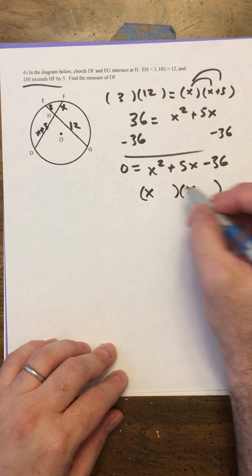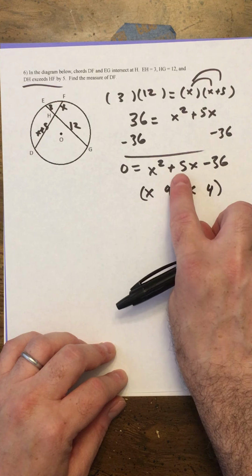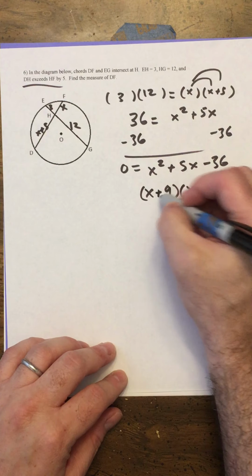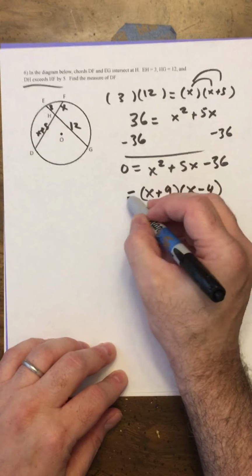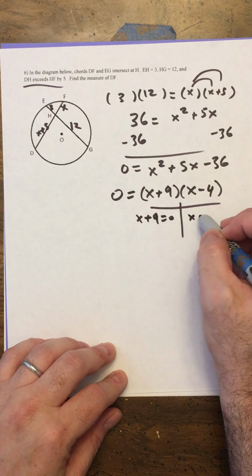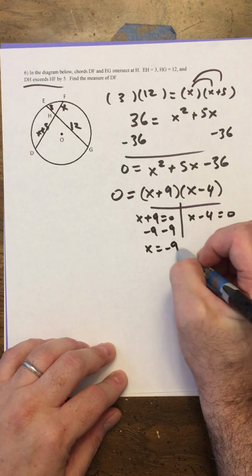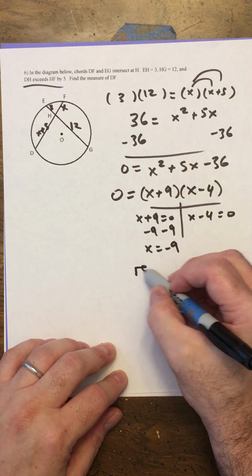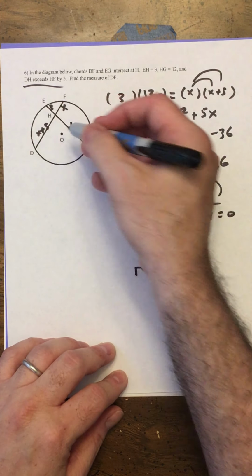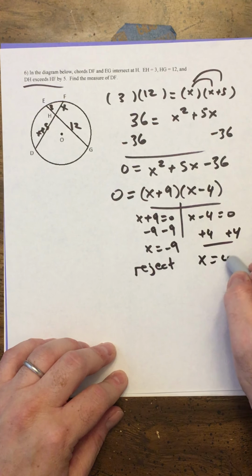So you got x and x. You got a 9 and you got a 4. Now you got to find the combination that's going to add up to positive 5. You're going to want a positive 9 and a negative 4. Now you do x plus 9 equals 0 and x minus 4 equals 0. This side is going to give us a negative number. Well, we're going to reject a negative number because we can't use a negative length. But this side is going to give us positive 4, x equals 4.